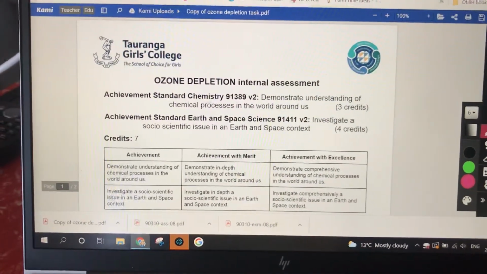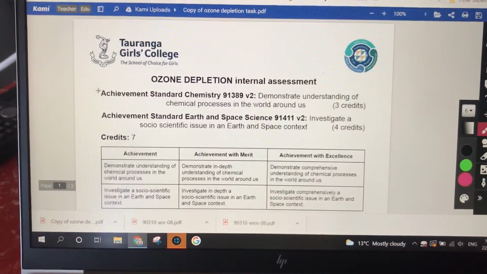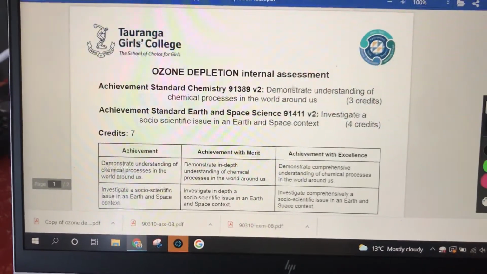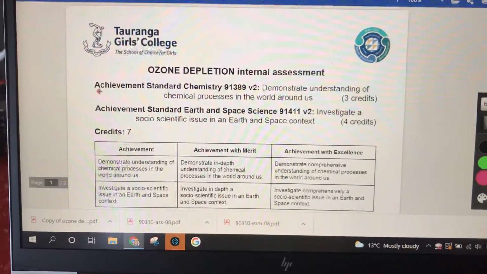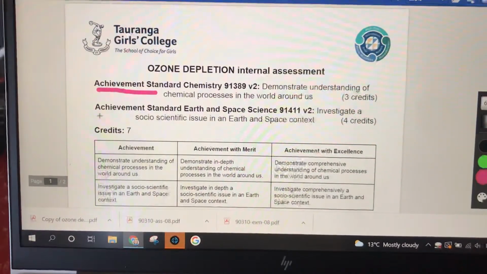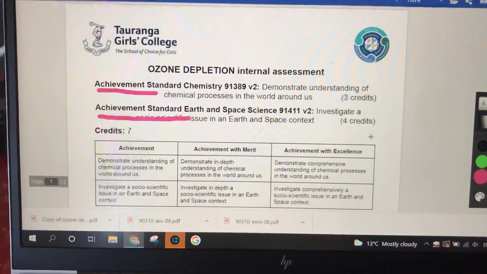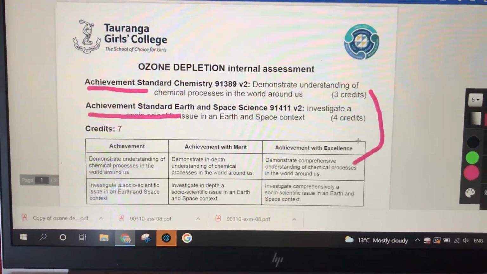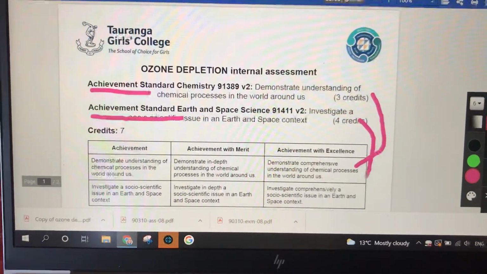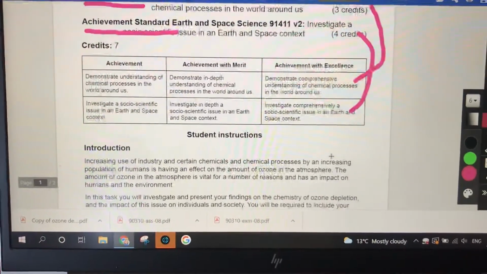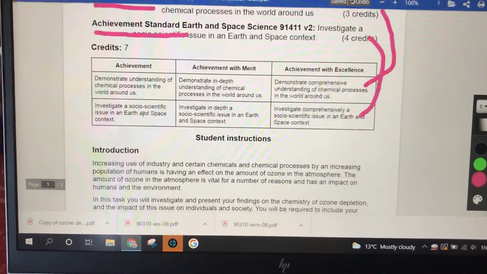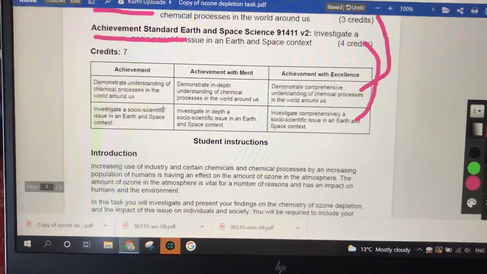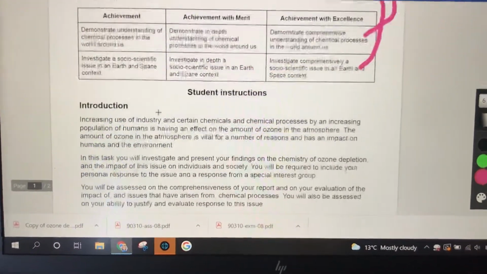So remember that you can choose to get assessed for one or both of these two standards here. This is the 3-credit chemistry standard, and this is the 4-credit earth and space standard. And here are just the descriptors of each of these standards. So that's pretty straightforward to start with. Just note that you can get independent grades for each one of them, and a lot of the work that you do will be for both.